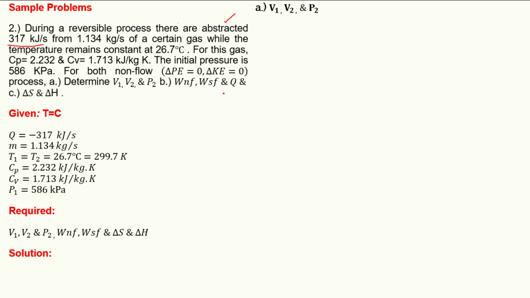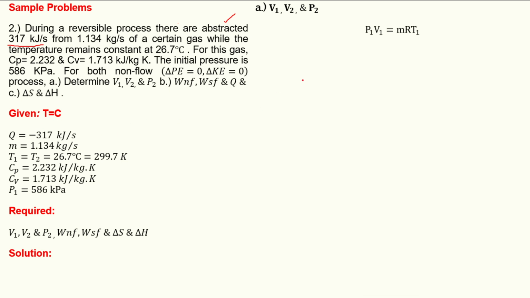Pwedeng PV = mRT, pwedeng yung P1 V1 over T1 is equal to P2 V2 over T2. Depende sa given, okay? Since ang given natin ay meron tayong mass, meron tayong T, and pwede natin makuha yung R sa Cp and Cv, gagamitin natin yung PV is equal to mRT. So, solving for V1 muna, P1 V1 is equal to mRT1.